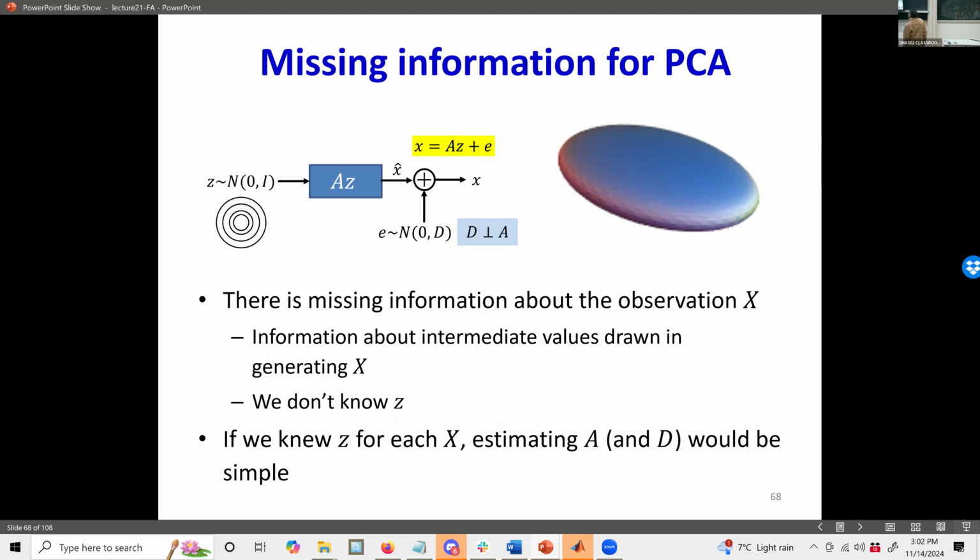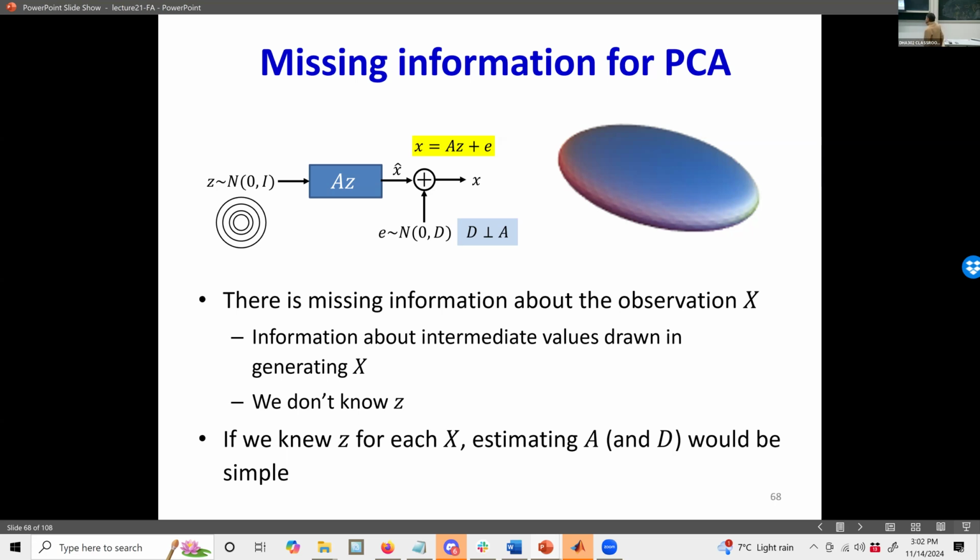But then I can go back and realize that there's missing information about the observation X. For each data point X, I don't know Z. I don't know what the Z that went into the transform was. So I can ask myself, what happens if I complete the data? If I give you the Z for every data instance, what would happen?